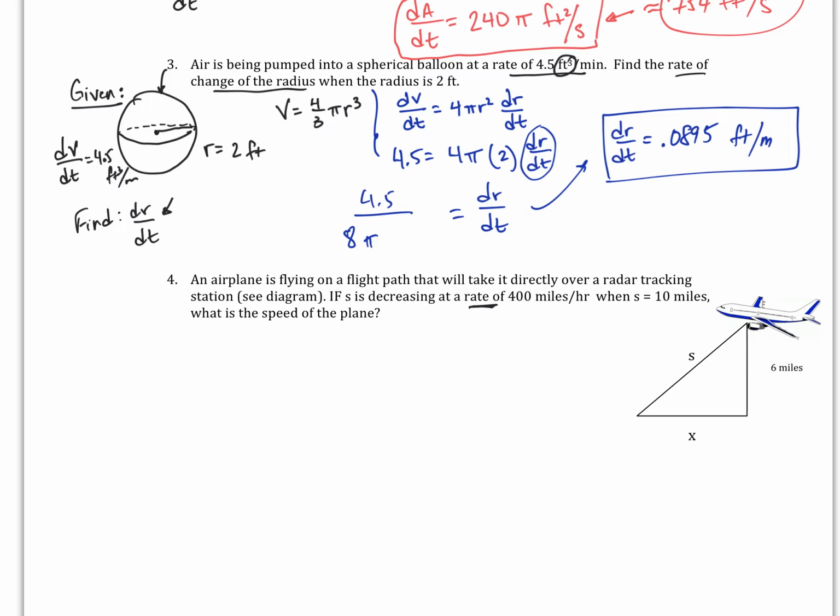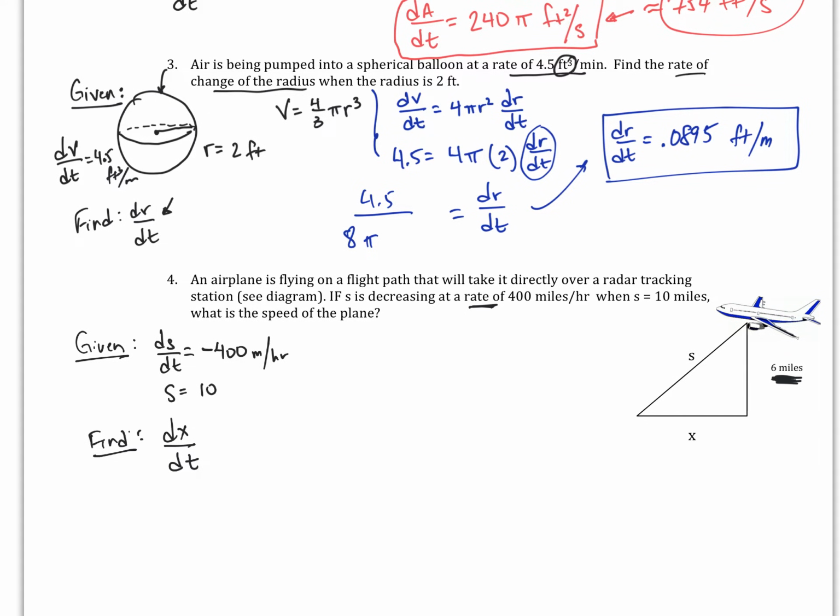So let's list out what we have given. All right, so we are given right here this plane, and we're given that ds/dt, with respect to time, is decreasing, negative 400 miles per hour. We have s equaling 10 is when we have to solve it. We know that this is 6, this is not changing, and we have to find the horizontal change, that horizontal speed, which is dx/dt is what I am looking for.